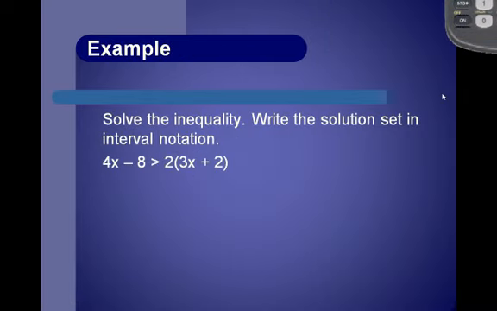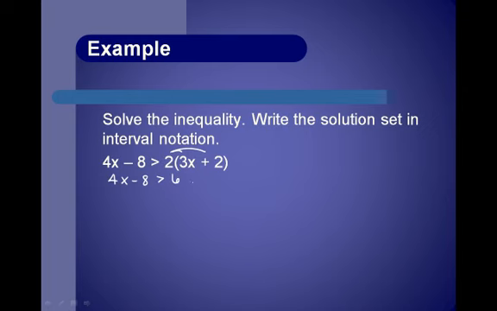So for the next example, solve the inequality, write the solution set in interval notation. Now notice we've got a few more steps here. So the first thing we're going to do is distributive property to clear out the parentheses. So we would get 4x minus 8 is greater than 6x plus 4. Now to get all the x's on one side, we are going to do minus 6x on both sides. So we get negative 2x minus 8 is greater than 4.